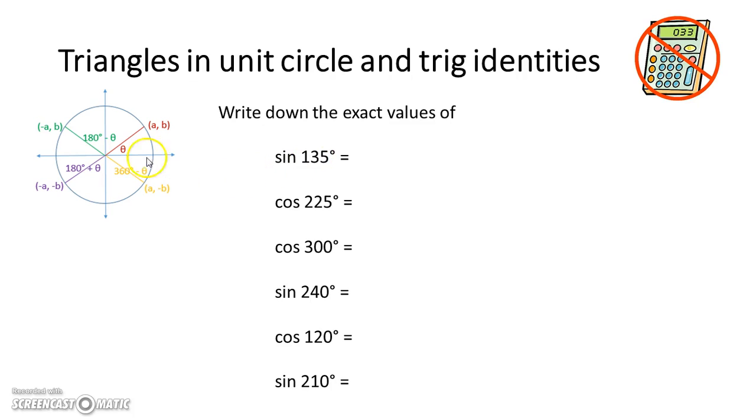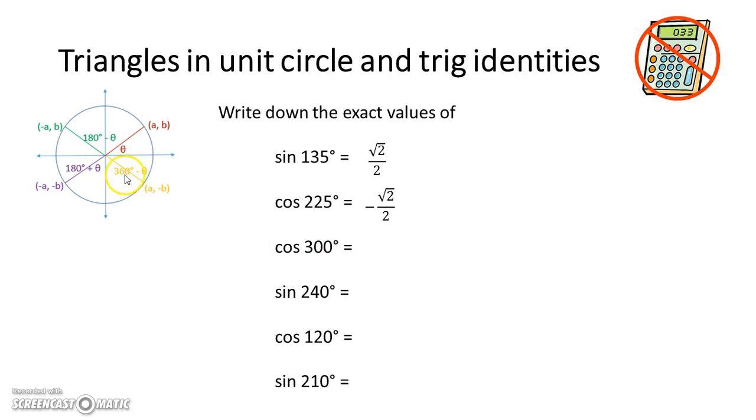Sine 135. Well, 135 is over here in the second quadrant. It's the same as 45 because it's 180 minus 45. So sine of 45 is 1 over root 2. So this is also 1 over root 2, or root 2 on 2. Okay. Cos of 225. 225 is over here in the third quadrant. It's 180 plus 45, so it's the same as 45, so it's going to be the same value as this, but it's cos, so it's the x value, so it's negative root 2 on 2.